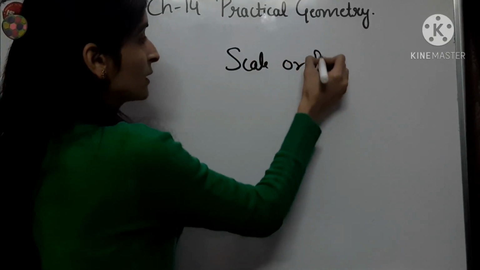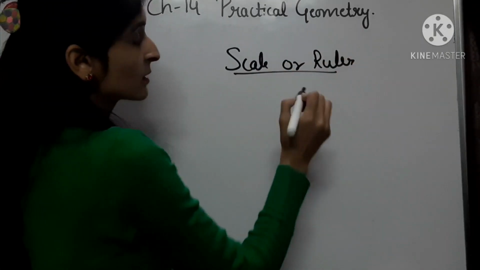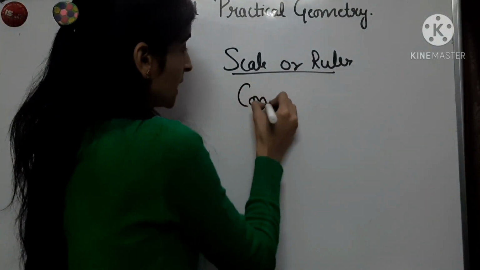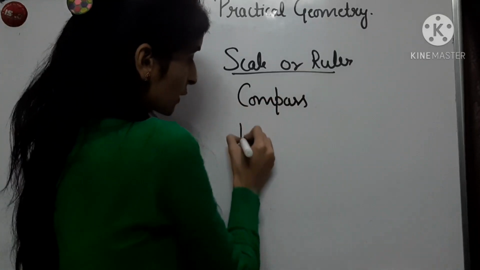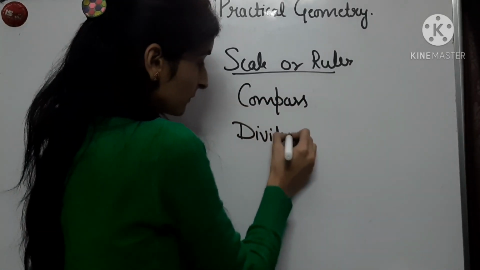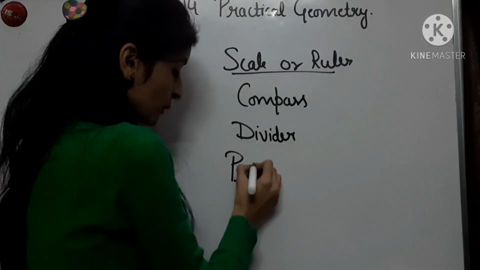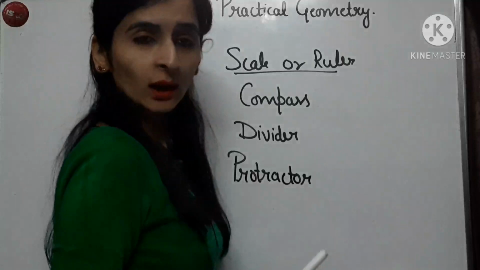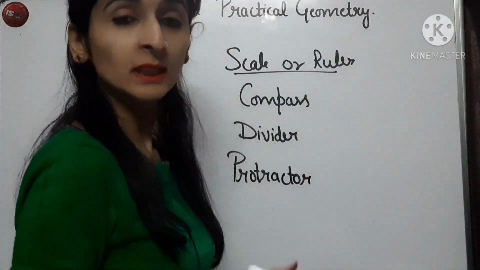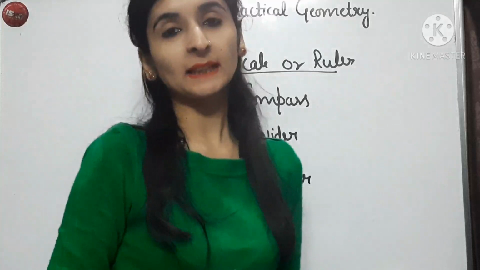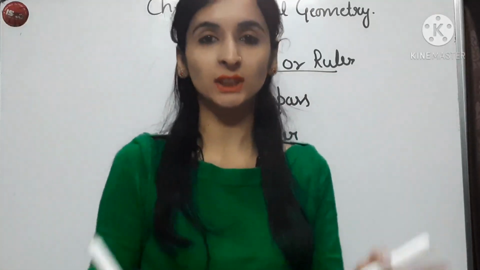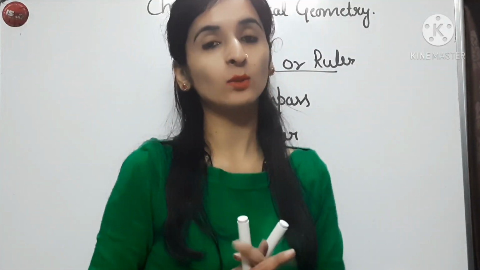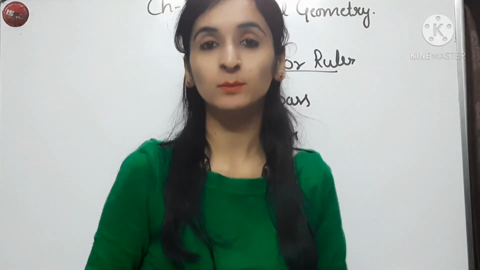or a ruler. A ruler or scale is the same thing, right? Or we are going to use a compass, a divider, a protractor, right? So all these things are going to be used in this chapter. Practical geometry means we are going to draw the shapes in this chapter, practically. And the first exercise is exercise 14.1.